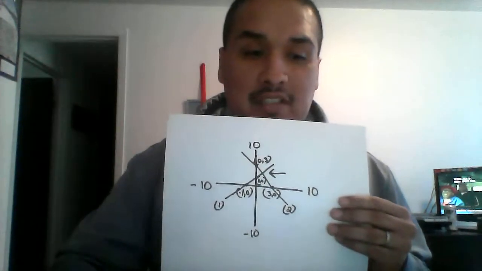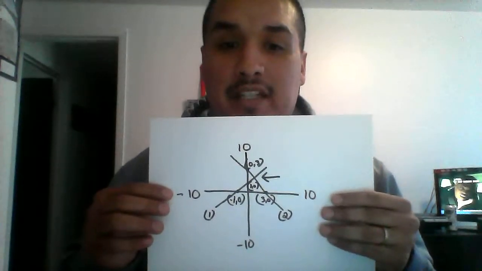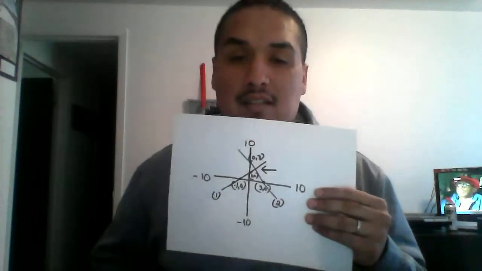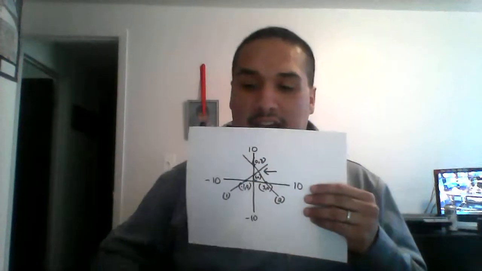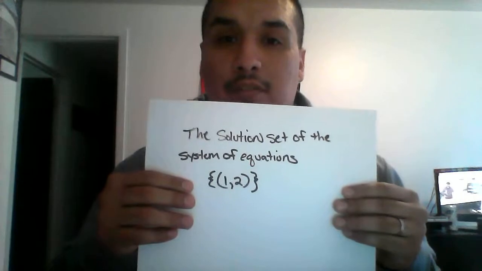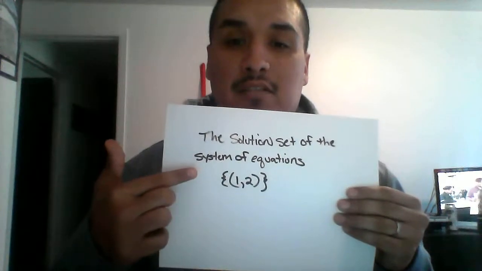Now the question asked is: what is the solution set of the system of equations? To find that, you have to find the point where the two lines from the two different equations meet. The point is right there. But what is the actual point? That point is 1, 2. So it's a two-part answer. First you have to graph it, and then you have to find where the solution set of the system of equations meets. And as you can see, it was 1, 2.